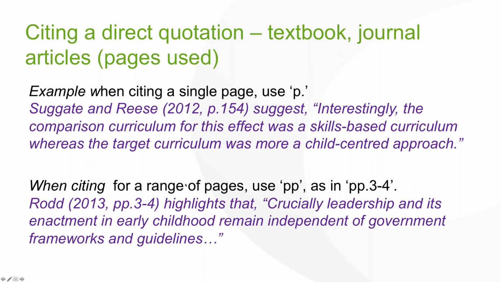If we're citing a range of pages, for example, you might have a quote that ends towards the very end of one page and at the very start of the next. For example, we might have pages 3 to 4. In this case, we've got Rod, 2013, and we've got PP, because we've got multiple pages, 3 to 4, in the bracket, highlights that crucially leadership and enactment in early childhood remain independent of government frameworks and guidelines.